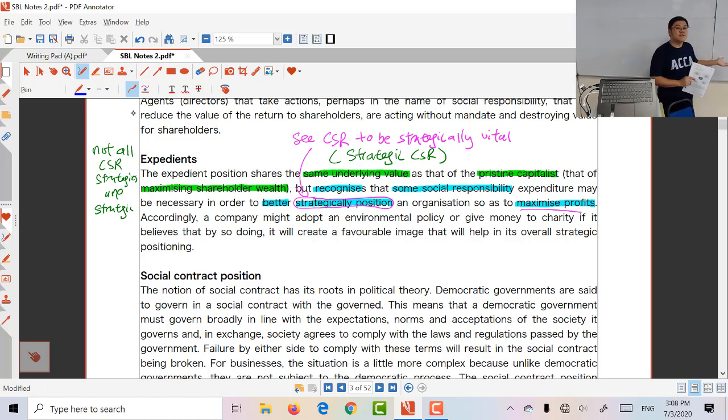Now, blood donation, can you do that? Give ACCA blood. So, whoever receives your blood naturally becomes a better accountant. Now, see the difference? So, not all CSR strategy can be strategic. It doesn't mean that whatever you do will bring back a return.